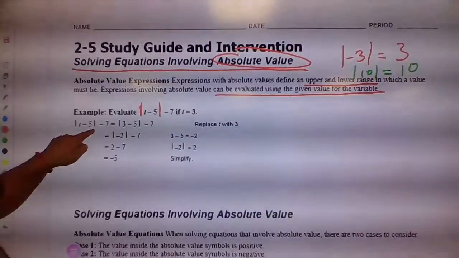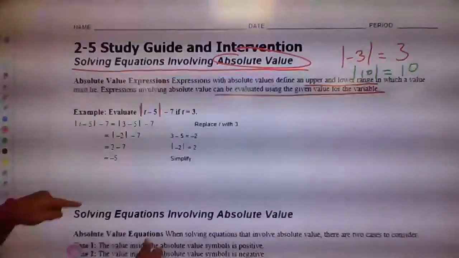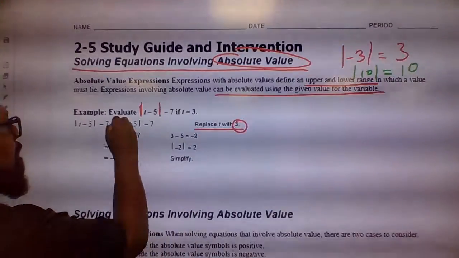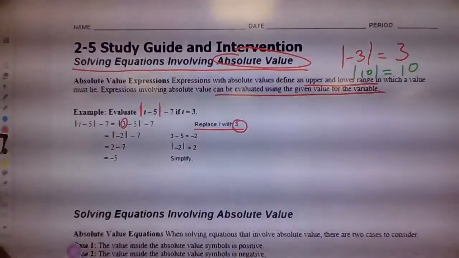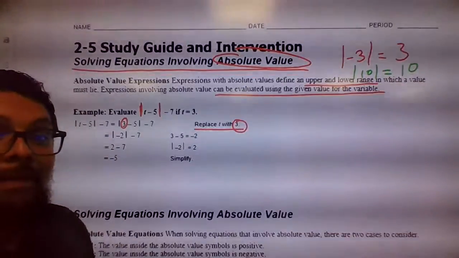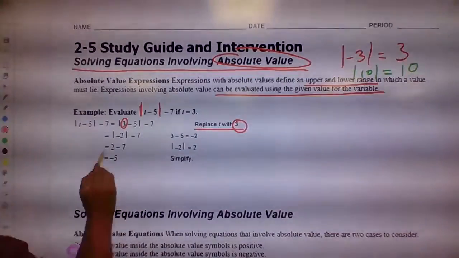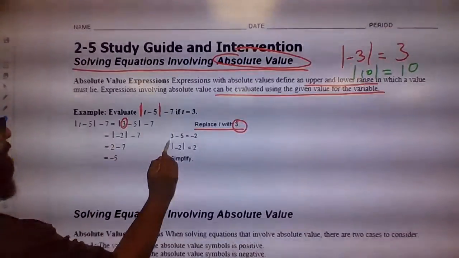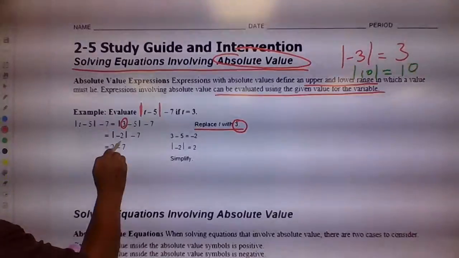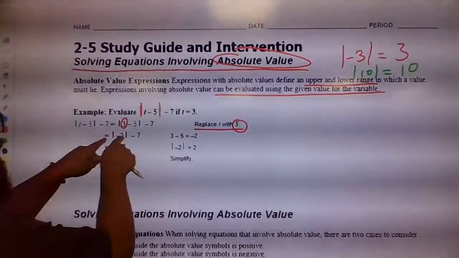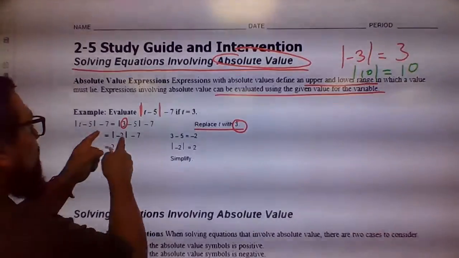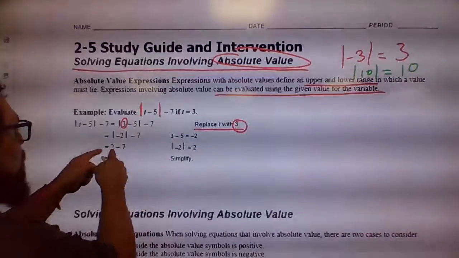So the absolute value of t minus 5, minus 7 equals. So now they replaced t with 3. So there it is. So now t is 3. So 3 minus 5, okay, 3 minus 5 is -2. There it is. Okay, and they're doing it right here. 3 minus 5 is -2. So the absolute value of -2, minus 7. So you have to get rid of the absolute value first, right here. So the absolute value of -2 is 2.